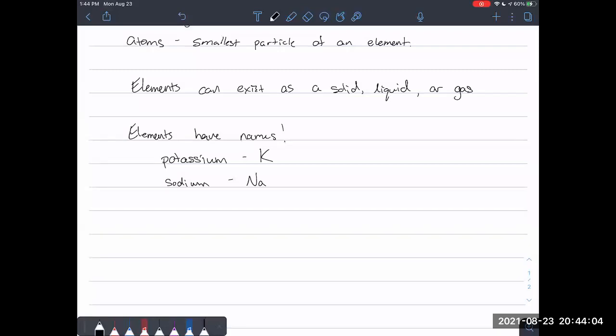And that's because the names of these elements come from different languages. These both come from Latin. K is actually from Kalimia, and sodium is from natrium.